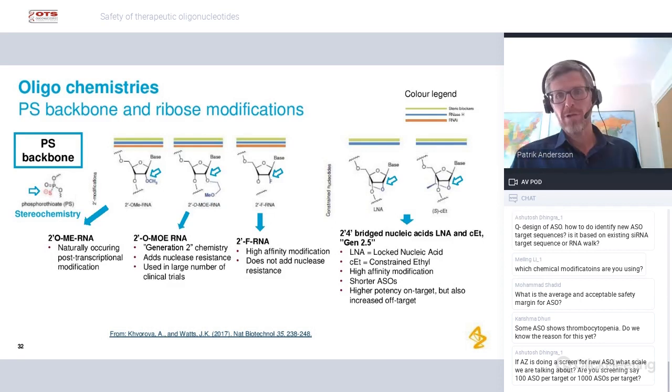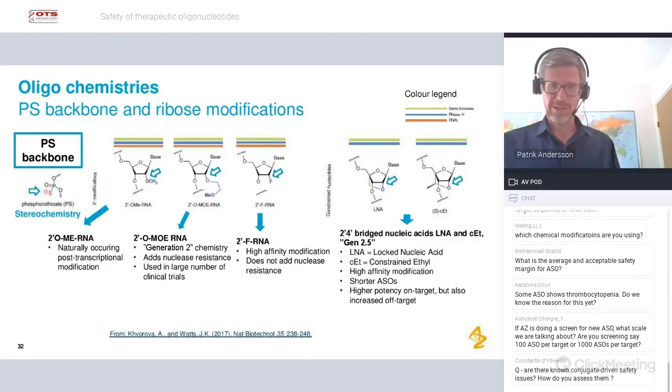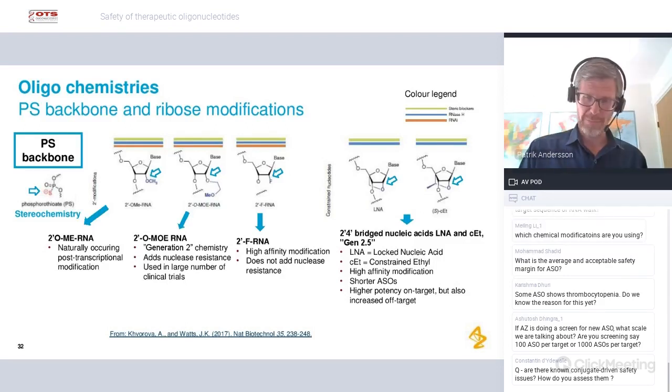And the optimal length goes from 20-mer with the MOE chemistry to short ASOs like 14 to 16-mer nucleotides. So they have higher potency on targets, but partly due to their shorter length, they are also more prone to give increased off-targets.